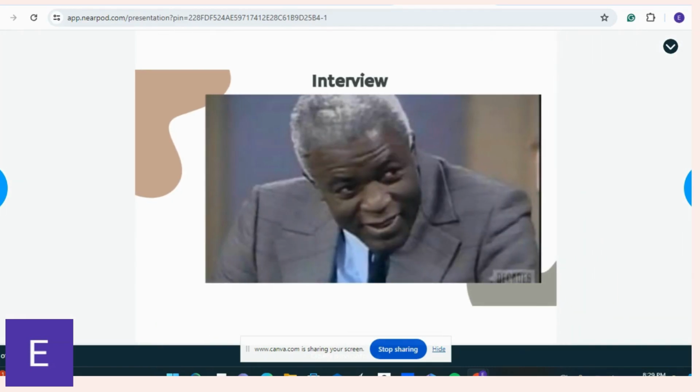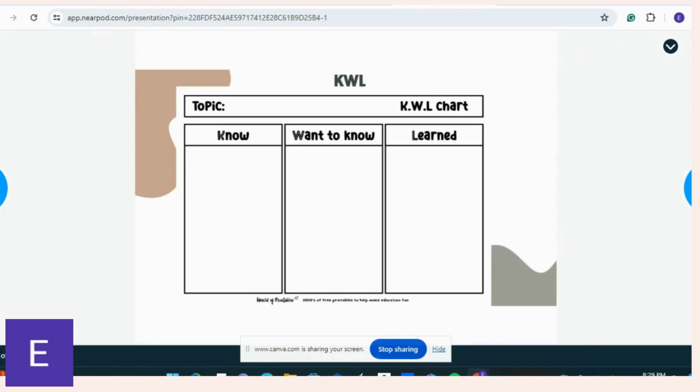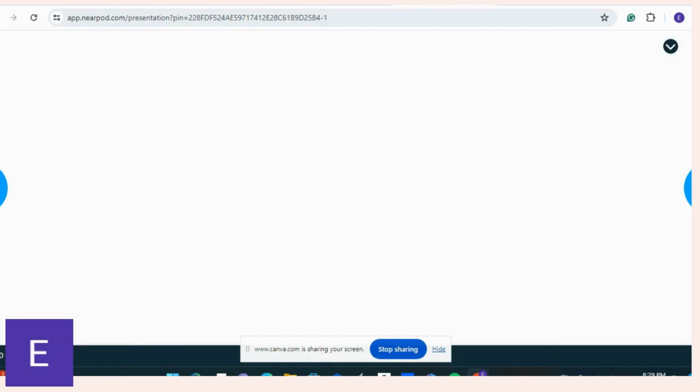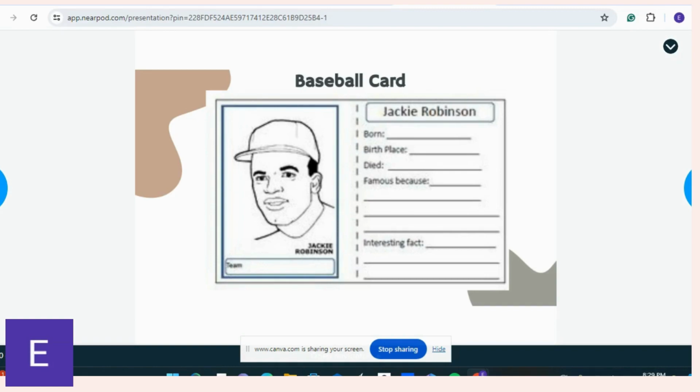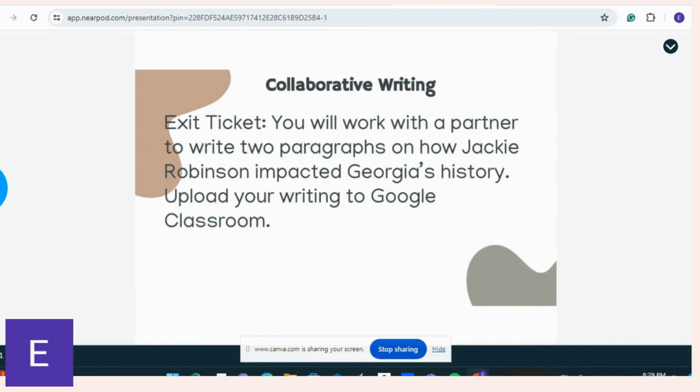And then here is an interview for Jackie Robinson that he did on the Dick Cavett show 9 months before he passed away. After that, students will fill in the W and the L portion of their KWL charts. Students will then complete the baseball card, and then they will complete their collaborative writing exit ticket, where they will work with a partner to write 2 paragraphs on how Jackie Robinson impacted Georgia's history and upload their writing to the Google Classroom.